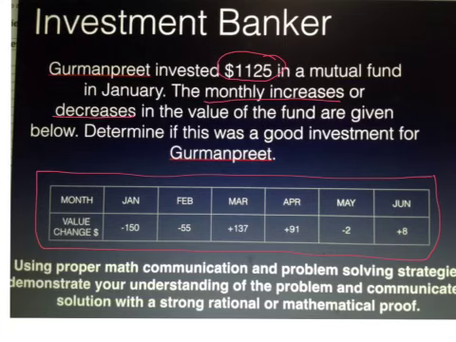What I'm trying to determine is if this was a good investment for Gurmanpreet. In order to do this, I need to figure out, over the course of the 6 months shown, did the value of the money that Gurmanpreet invested increase or decrease? To do that, I'm going to add and subtract some integers.